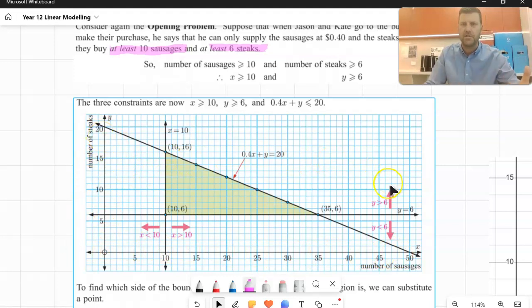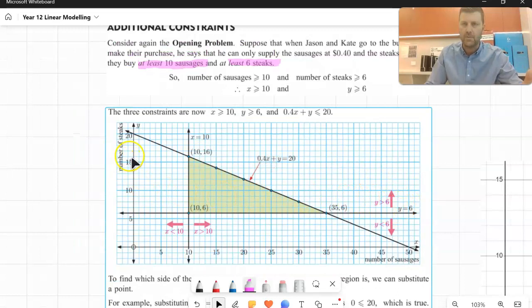Remember the feasible region in that opening problem that we looked at? We just said that you can't buy a negative number of steaks or sausages. So we've moved the boundary line in from the y and x axis. So instead of x equals 0, y equals 0, the boundary lines are now x equals 10 and y equals 6. We still have that third constraint or boundary of 0.4x + y = 20.